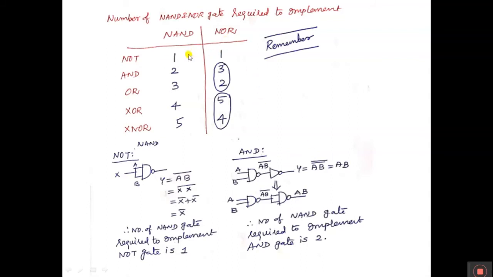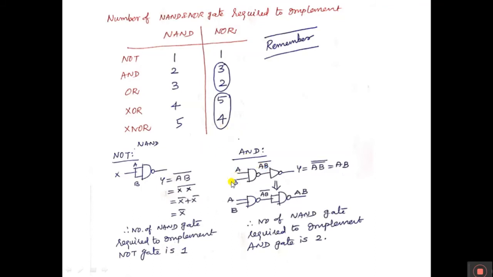For example, for this proof, I can take the NOT gate. In a NOT gate, both inputs are the same. So in this NAND gate I have taken here, I connected A and B together. The output is Y equal to (AB) bar. Here both inputs are the same, X. So X into X bar, I can write it as X bar plus X bar. So this becomes X bar. So X is input, X bar is output. So the number of NAND gates required to implement a NOT gate is 1. That is given here.